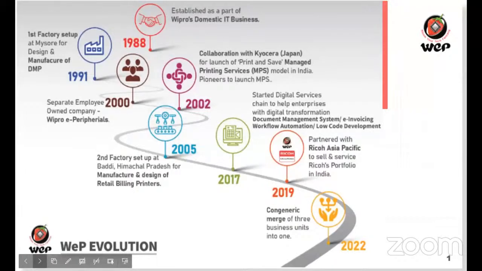What you're seeing is the timeline of our company, how we've evolved as a company. WeP is a 20-year-old company as of today. We were initially known as Wipro e-peripherals, and we were part of Wipro itself. In fact, we were the peripherals division of the company. From there on, we have evolved and moved into different solution offerings, which I will show you in the coming slides. I'd also like to mention that today we are an independent entity in the name of WeP Solutions. Let's move on to the next slide.